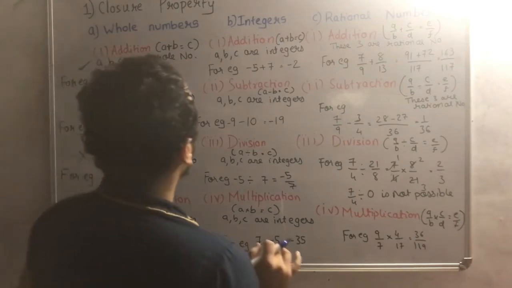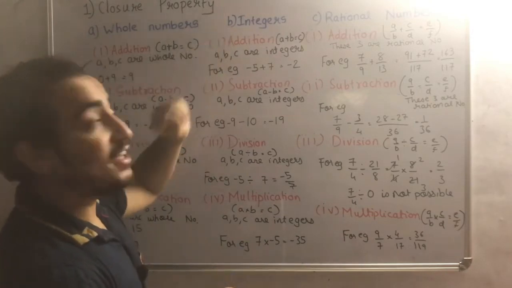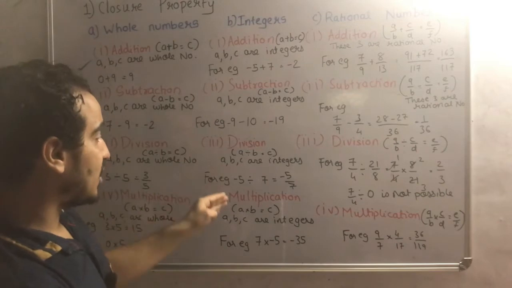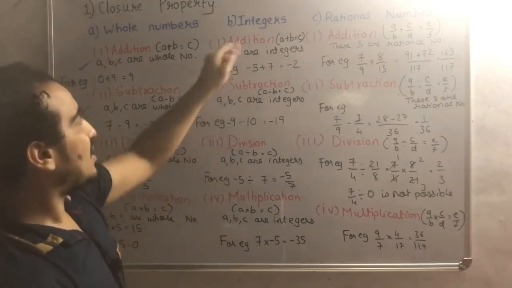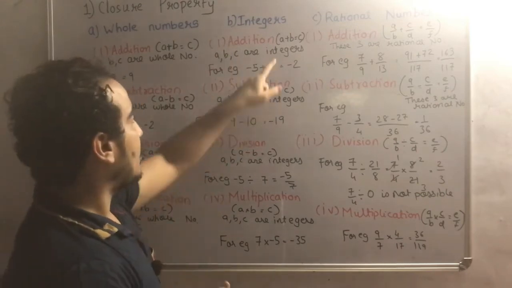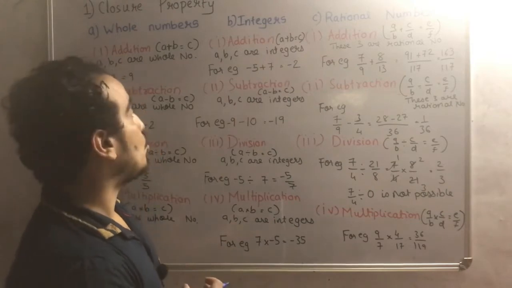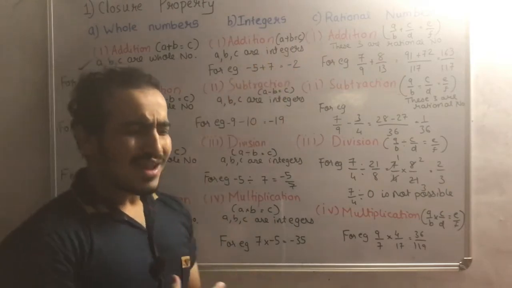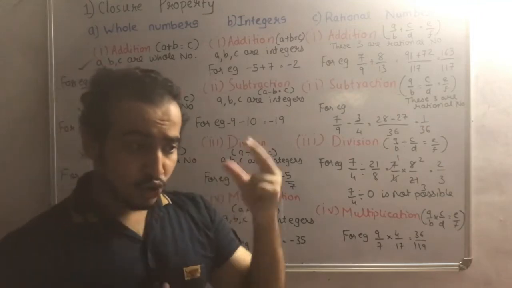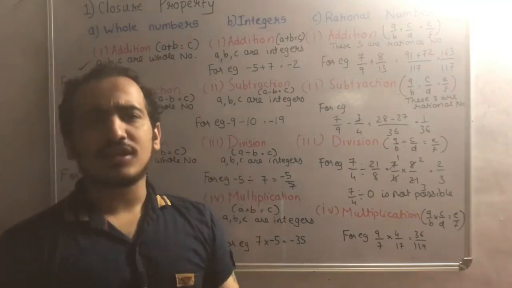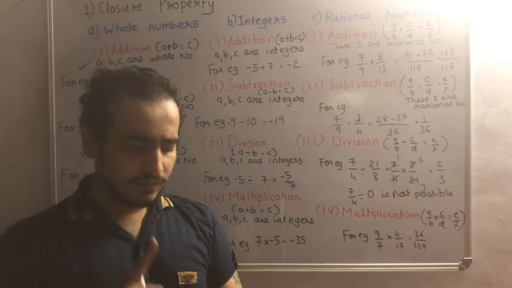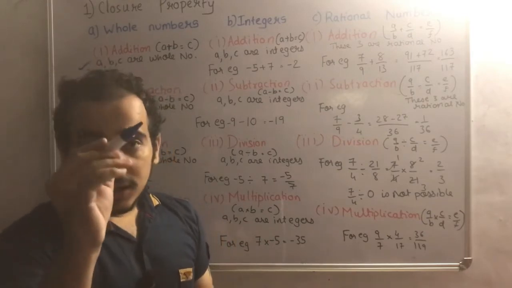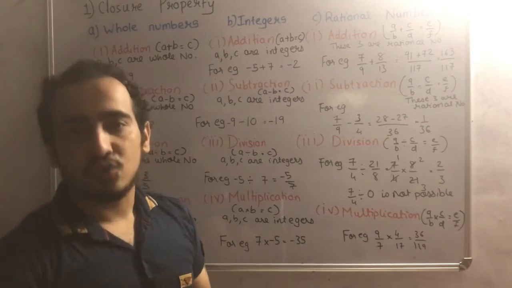Okay, so now we will move towards integers. In this also we will see addition, subtraction, division and multiplication. So let's start with addition. a plus b equals c, where a, b and c are integers. So what are integers? First of all, we should know that. Integers include all three types of numbers: negative, positive and 0, but not a rational number, or we can say not a p by q form.